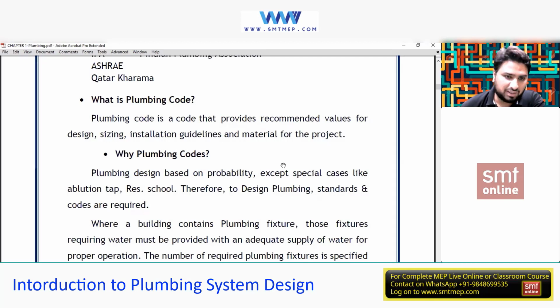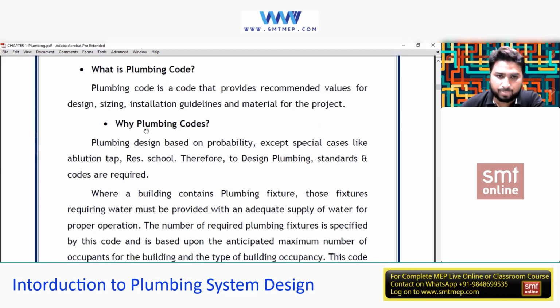Okay, so by taking an example of one code, why do we need the plumbing codes? Plumbing design is based on probability, except special cases like ablution tab and residential school. Therefore, to design plumbing, standards and codes are required. So always remember, right now we are dealing with the plumbing industry and focusing on specializing in the residential area. We'll be dealing with a complete project that is residential only.